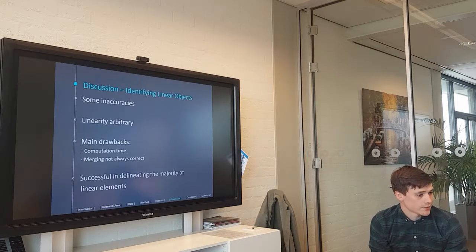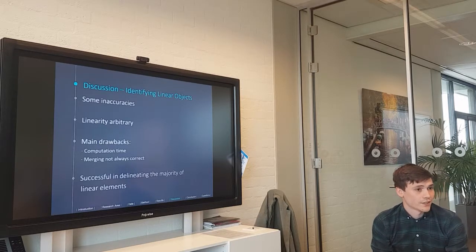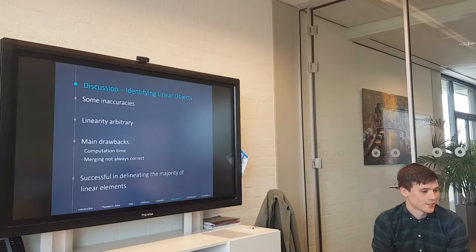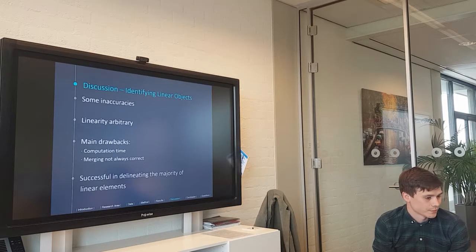And the identification of linear objects, there are some inaccuracies, as you saw, but I still think it went rather well. We have to note, of course, that the linearity is quite arbitrary. I mean, when is something linear, when is something not? It's just not set in literature. There are no real rules for it, so it's just very difficult to do a very good accuracy assessment.